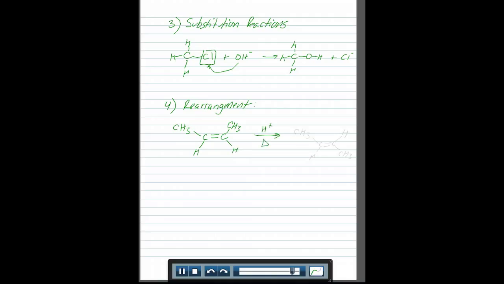So taking this cis molecule, by adding acid to it, you can transform it into the trans molecule. So that's a rearrangement. Nothing changes. You still have the same exact molecule, it just has rearranged into a different molecule. So that's what the rearrangement is.